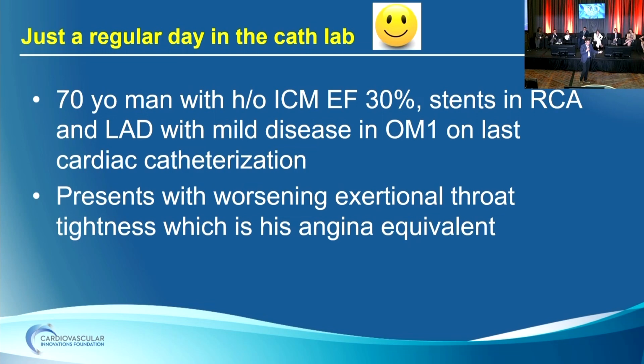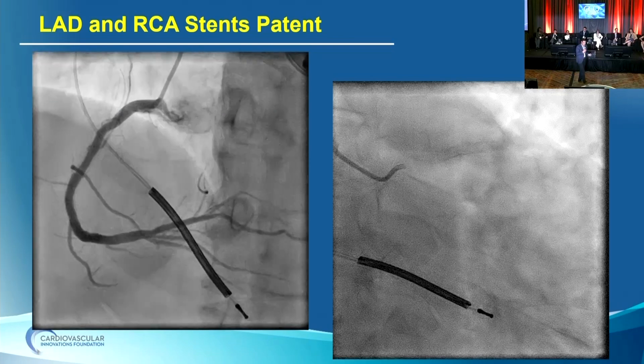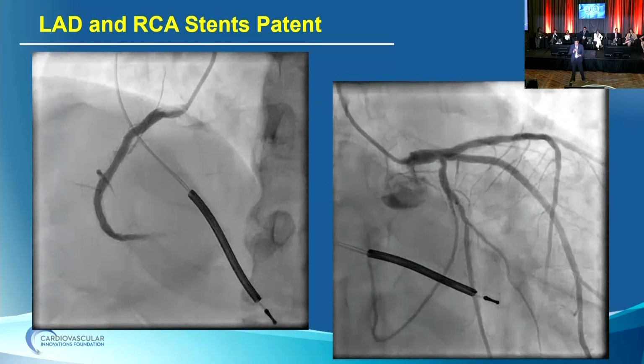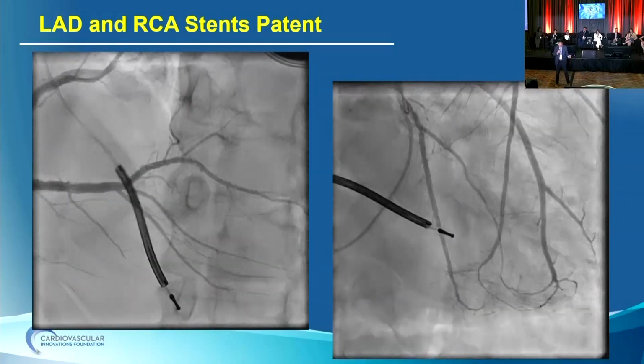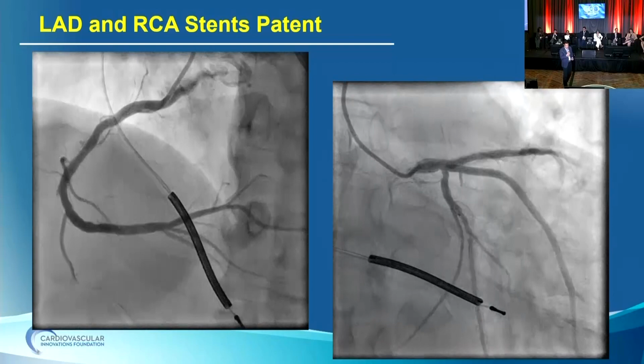I'm taking off with my team: a 70-year-old man, ischemic cardiomyopathy, EF 30%, previous stents in the RCA and LAD, with previous just mild disease in the OM on the last cath. And he has classic angina on medicines. So you can see his RCA stents look widely patent. You can see that his LAD stent is patent. And then you'll notice this very innocent appearing obtuse marginal branch that has a focal stenosis.